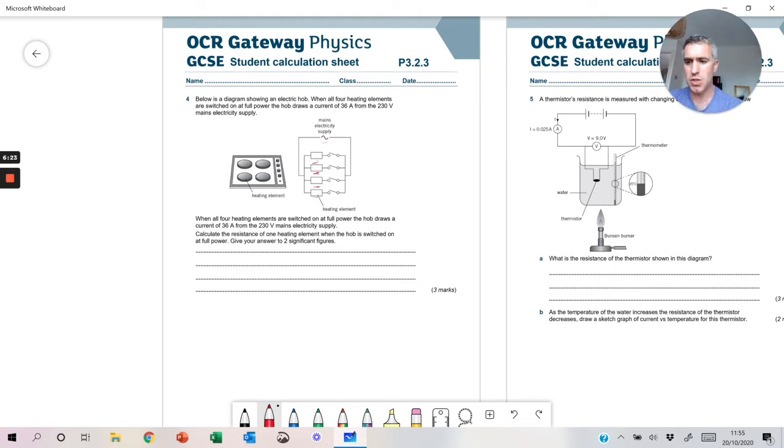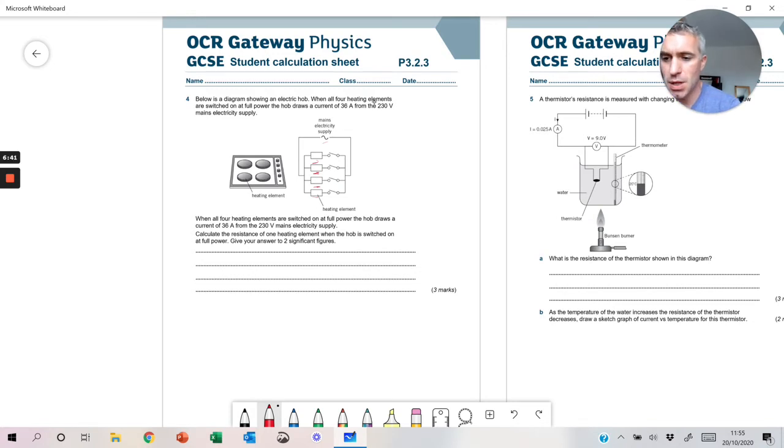Wow. Okay, that's tricky. So, right, we have 4 hobs, okay? 4 hobs like this, and we're going to assume each of them is the same.